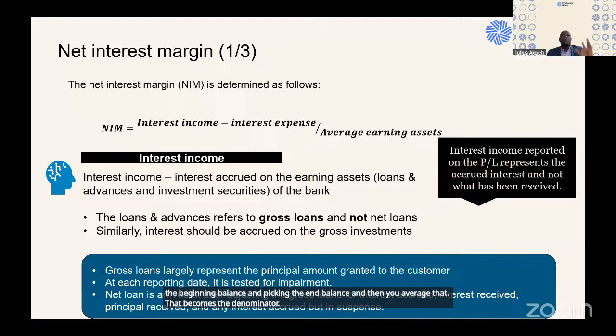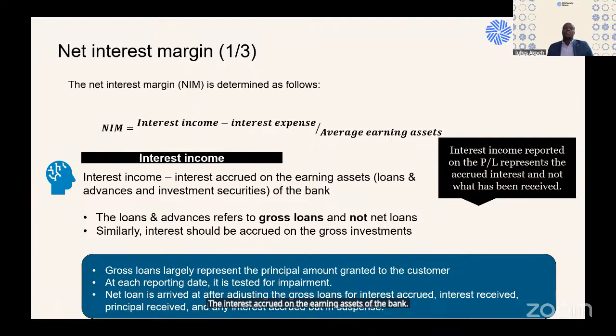Now, when we say interest income, which you see on the P&L I showed you yesterday, the interest income is the interest accrued on the earning assets of the bank.